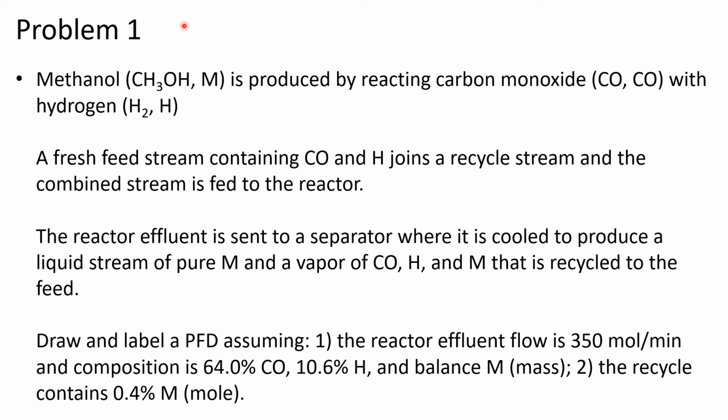So we're going to apply some of these new ideas and do some mass balances for this problem. In this problem, methanol, which is CH3OH or CH4O, and we're also going to use the letter M to represent methanol, is produced by reacting carbon monoxide, CO, with hydrogen, H2. And we use the letter H just to represent the hydrogen molecule. A fresh feed of CO and hydrogen joins a recycle stream and is then fed to the reactor.